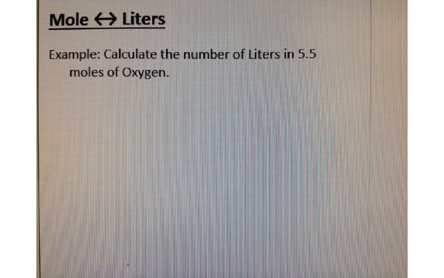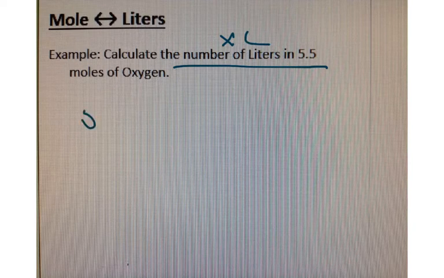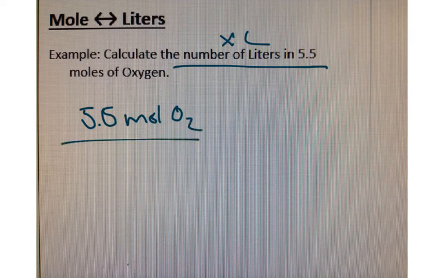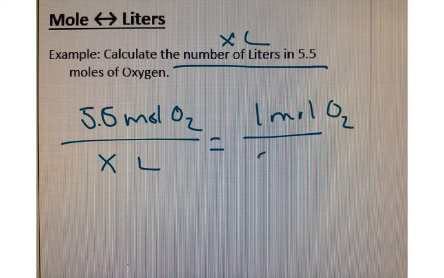So for this one, calculate the number of liters. So I know I'm solving for X amount of liters of 5.5 moles of oxygen. So I'm going to set up 5.5 moles of oxygen over X liters. And I know from the previous conversions to the left of these notes, I know that for every 1 mole of oxygen, I have 22.4 liters.